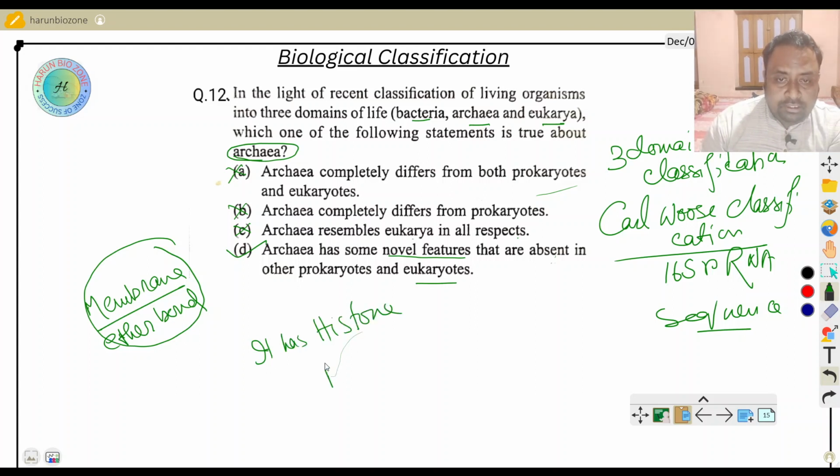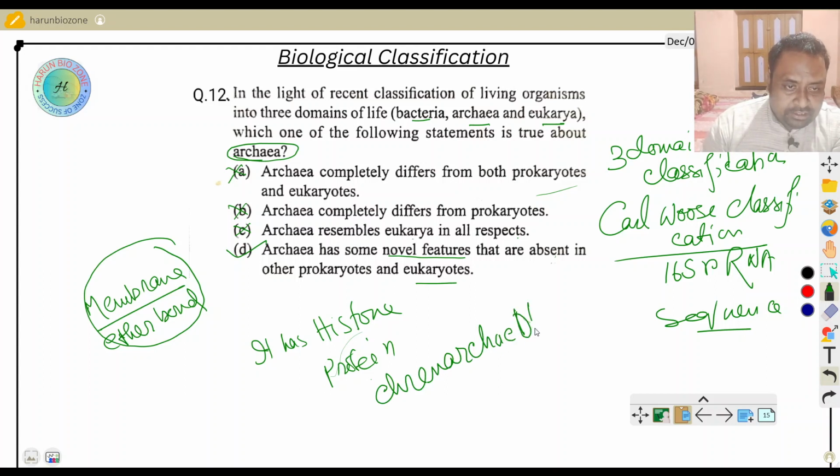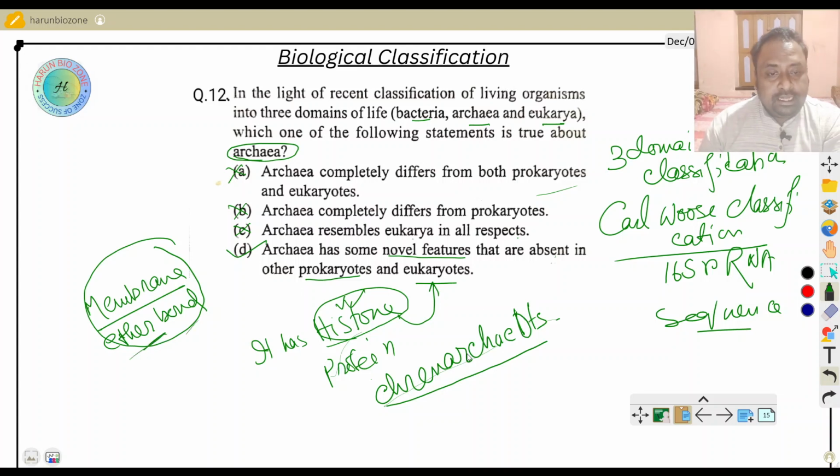Histone protein is present only, except in Crenarchaeota. This classification, this class of archaeobacteria, does not have histone protein. But in the case of DNA, histone protein is present in bacteria, archaea. So archaea relate to eukaryotes in this feature, and differ from all other organisms like the ether bond present in the membrane.